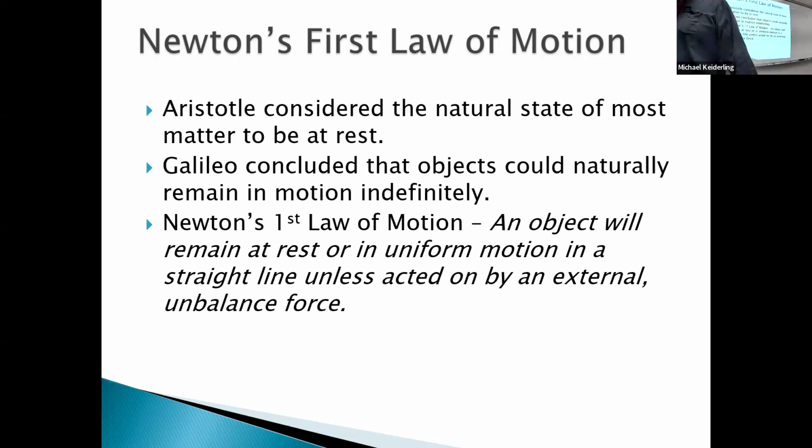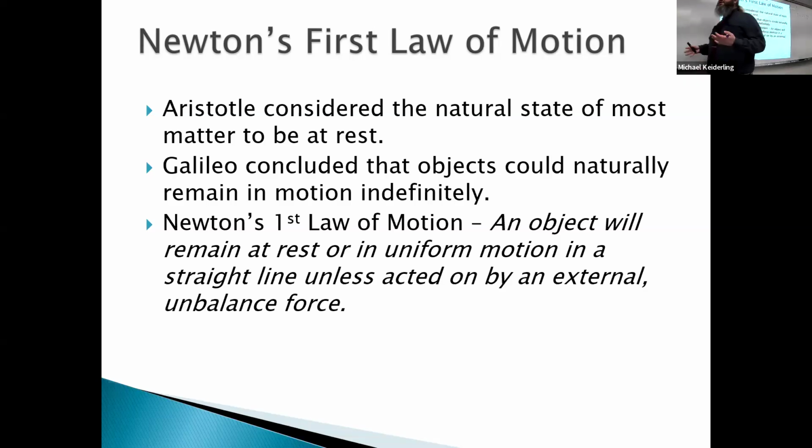Newton's first law of motion basically is saying what happens if you do nothing. If you leave something alone, if there's no net force on an object. So an object will remain at rest or in uniform motion in a straight line, i.e. traveling at a constant speed in a straight line, unless acted on by some external unbalanced force. So basically, if you leave something alone, it'll keep going in a straight line at whatever velocity it had until a force acts on it. That's Newton's first law of motion.